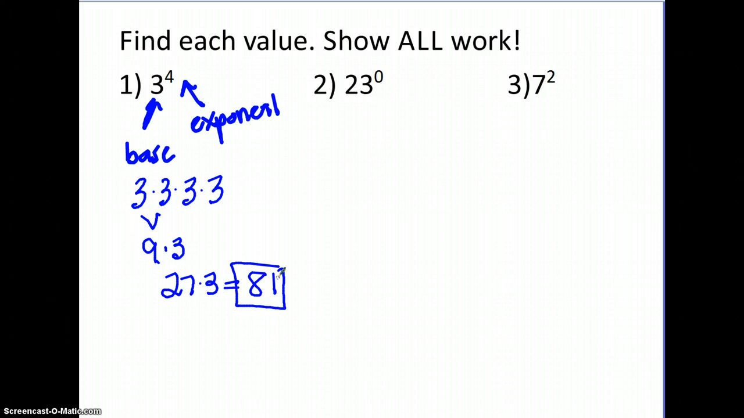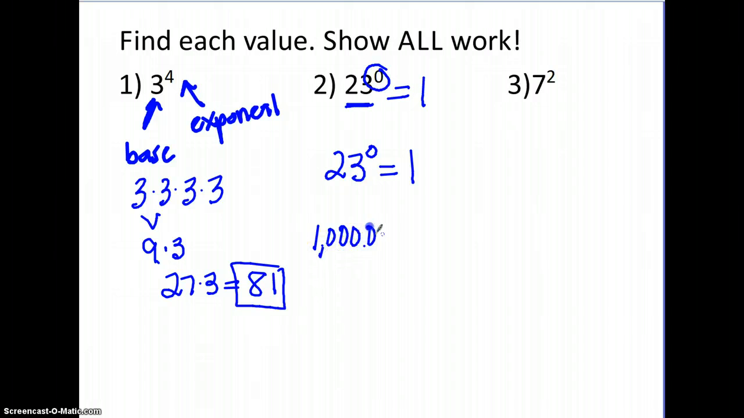Number 2 is a tricky one. You need to remember this. Any base to the 0 power will always be 1. Okay? So 23 to the 0 power is 1. 1 million to the 0 power is 1. 2 to the 0 power is 1. Okay, any number to the 0 power is 1. That was one of our special rules.